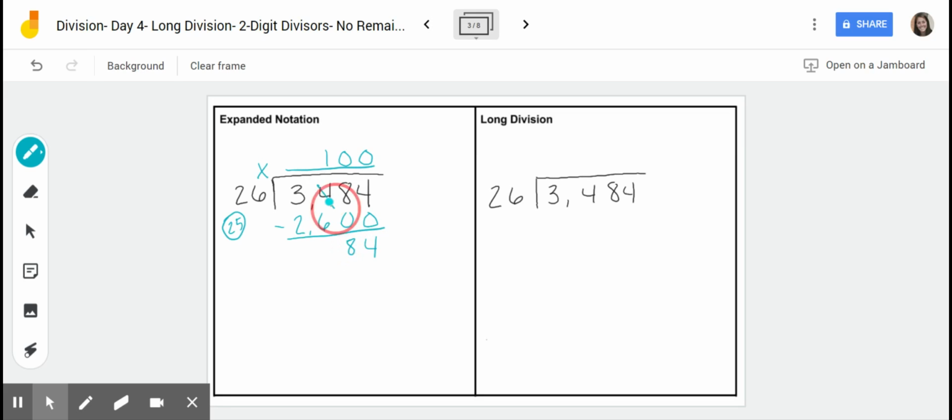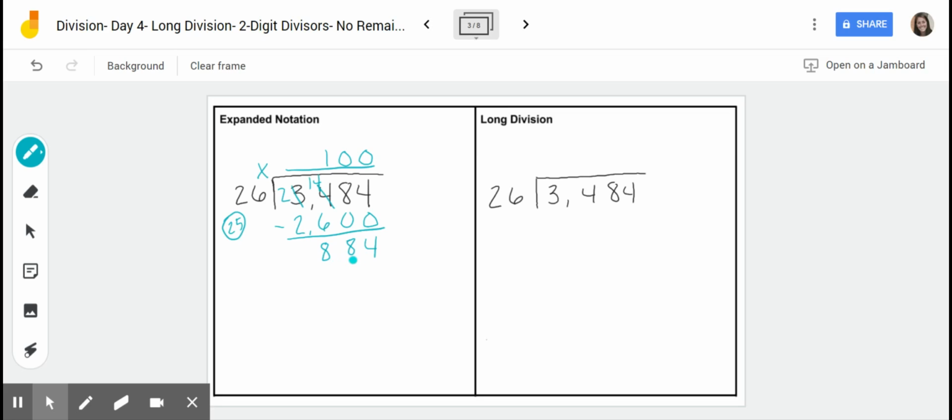And once we finish subtracting, we are left with 884. Then we repeat the process. So 26 times some number that gets us close to 884 without going over.